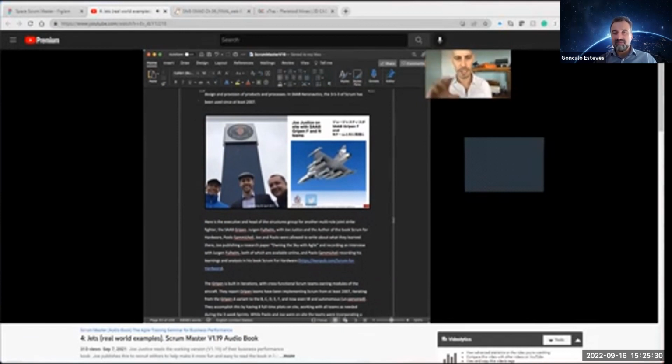Jürgen Wilhelm, with Joe Justice in the middle, and the author of the book Scrum for Hardware, Paulo Sammaketli. Joe and Paulo were allowed to write about what they learned there. Joe published a research paper, Owning the Sky with Agile, and recorded an interview with Jürgen Wilhelm, both of which are available online. And Paulo Sammaketli recorded the learnings and analysis.